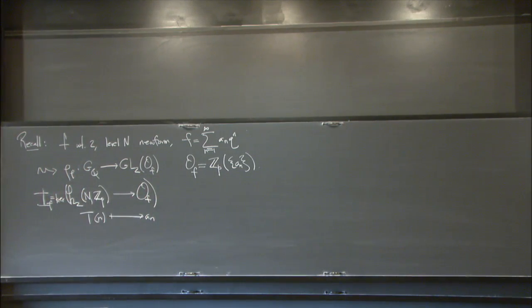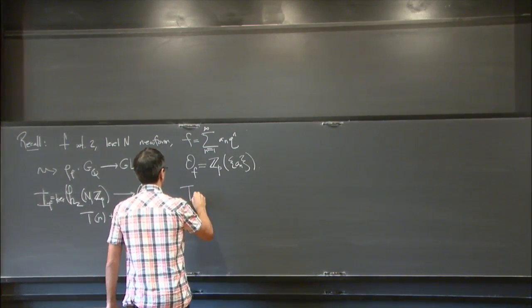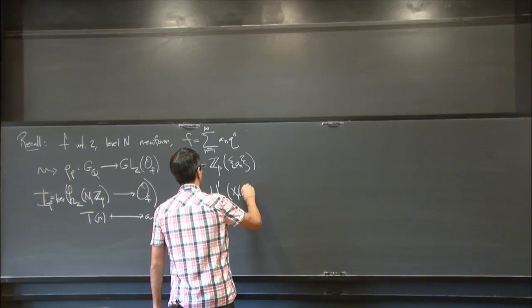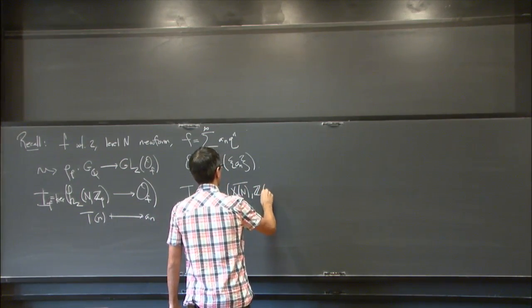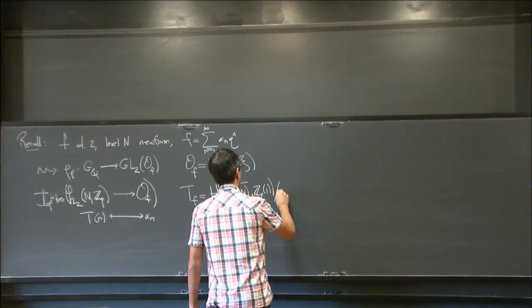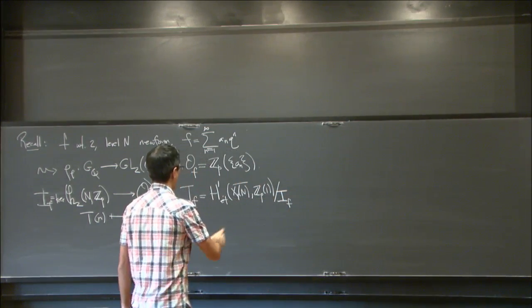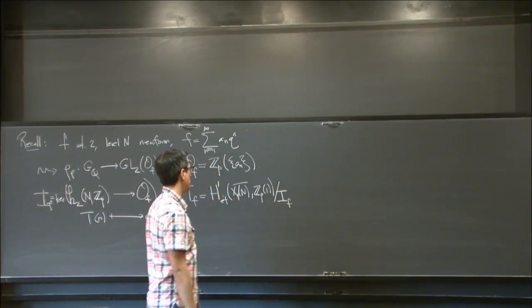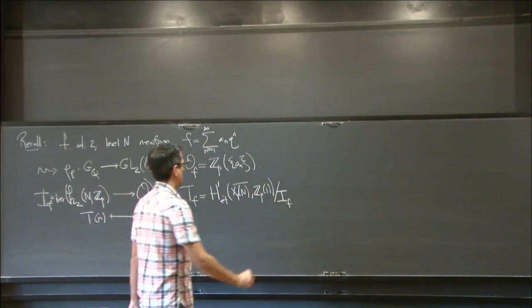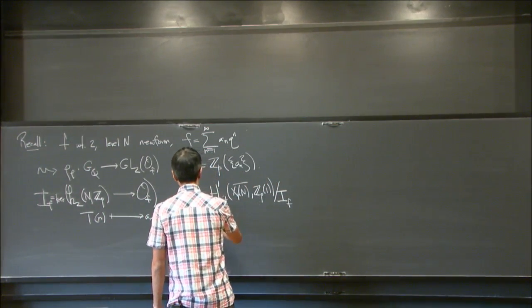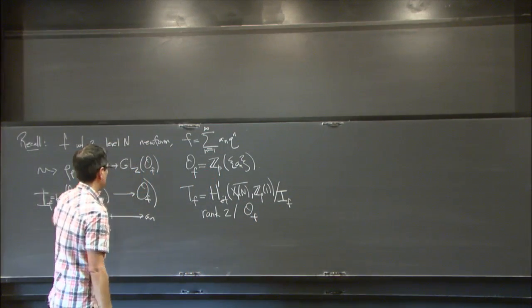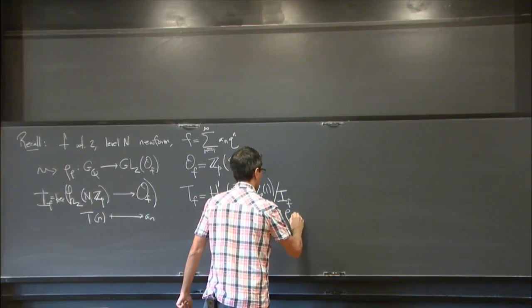And then I can look at the object T_F, which is the etale cohomology H1 of X1(n) with Z_p coefficients, and then I mod out by the action of this ideal of the Hecke algebra, which acts on the etale cohomology group. So this thing is then rank 2 over O_F, and that gives us rho_F if we choose a basis.